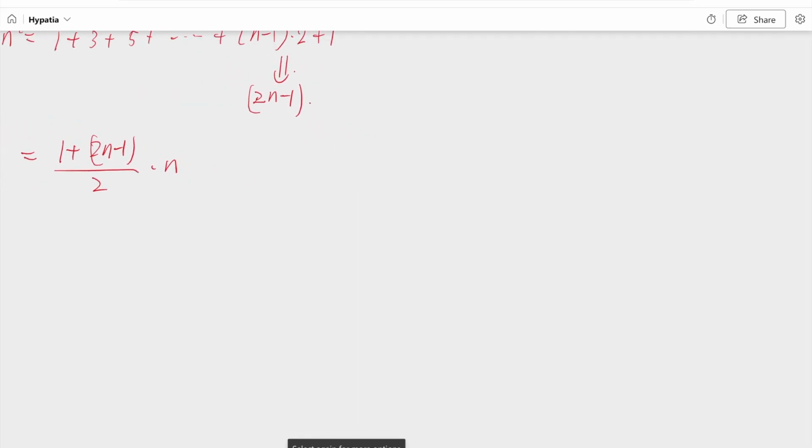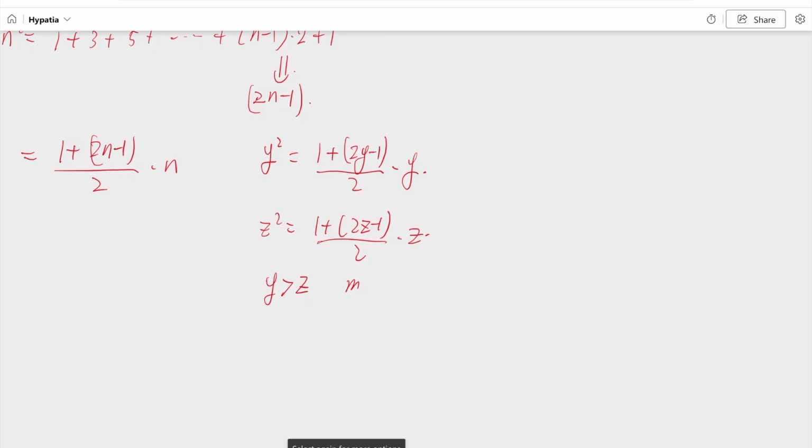So using this property, we write y squared equal to 1 plus 2y minus 1 bracket over 2 times y. Same thing for z squared, we can write z squared equal to 1 plus 2z minus 1 over 2 times z. We know y is bigger than z and m is bigger than 0. And in the first question, we see y squared minus z squared equals a positive integer. So this shows y is bigger than z.